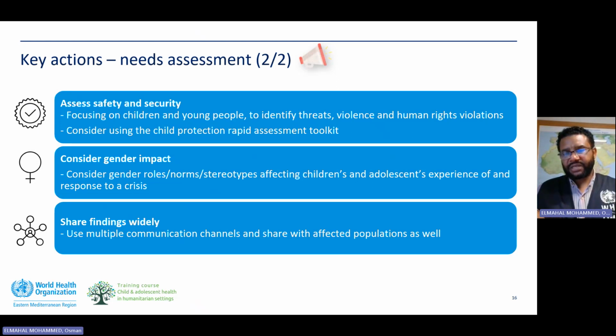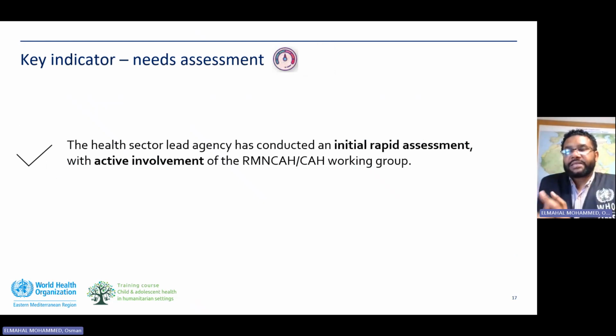Because as I mentioned previously, we're collecting this information to link it with the decision-making process. So it's not about just assessing and having an understanding for what. It needs to be linked information for action. It needs to be linked with the decision-making process at different levels: community level, local level, national or international level. So the key success indicator for this phase is that the health cluster lead agency has conducted an initial rapid assessment with active involvement of the child and adolescent working group.